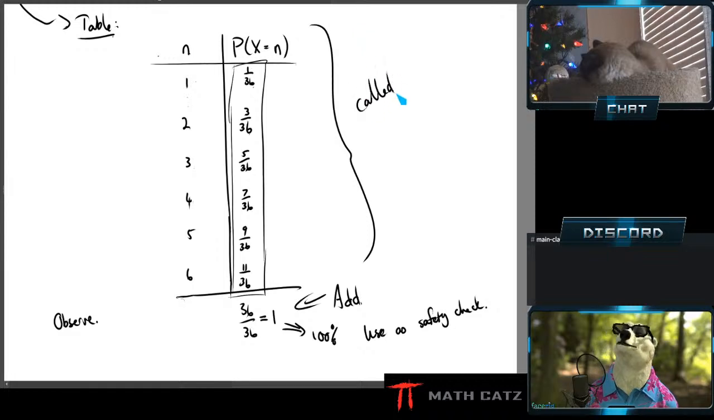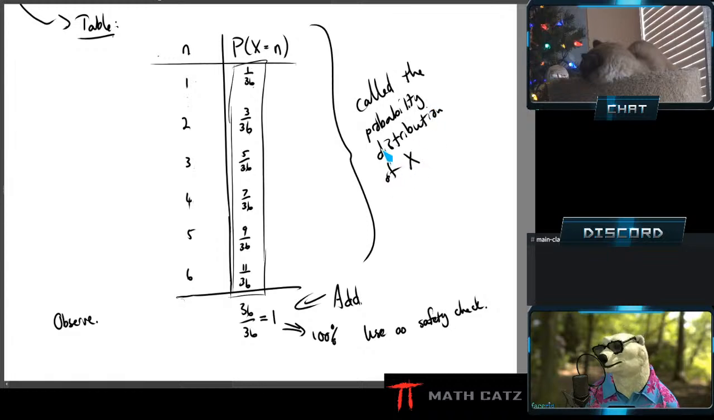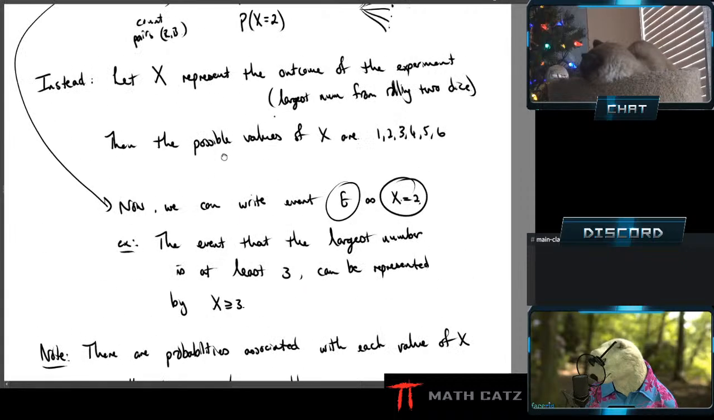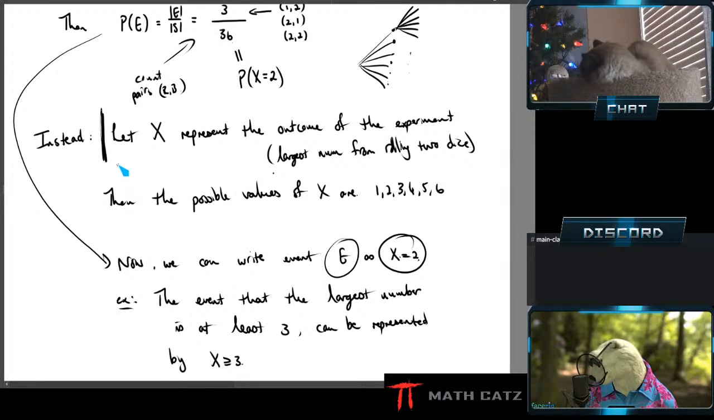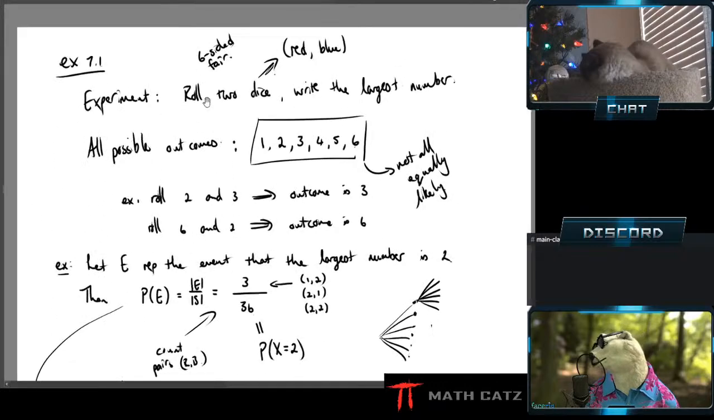This is called the probability distribution of X. I have to say the variable. The variable in question is linked to here. The variable is linked to the experiment. It is the outcome of the experiment. The experiment is a specific thing that I'm doing and observing as results.